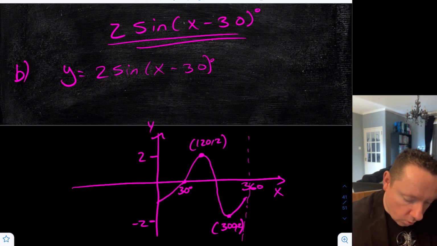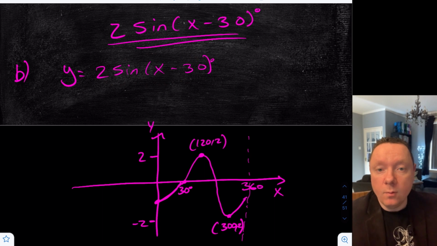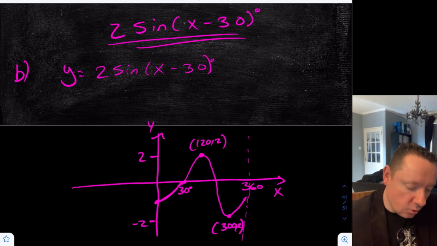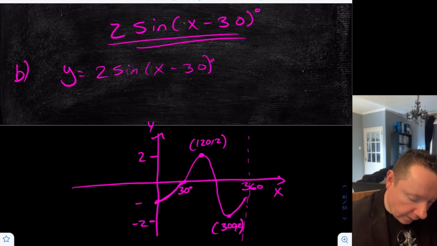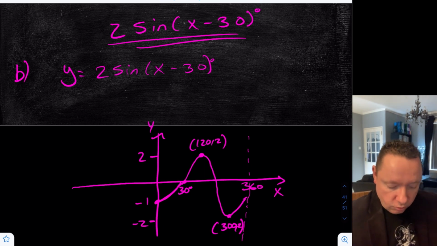We could notice where it cuts the y-axis. So it's going to cut the y-axis here, which is when x is 0. If you put 0 into this, you get the sine of minus 30, which is minus a half, times 2 is minus 1. So you could note minus 1 there. And there you go, you've drawn a sketch of the graph. You could tidy that up a little bit if you want.